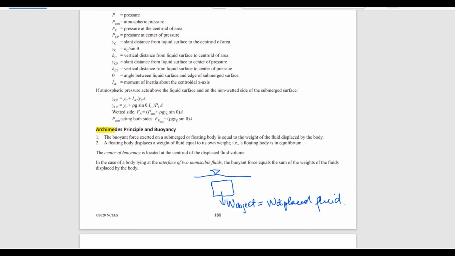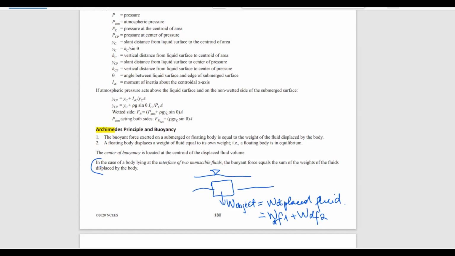And then we have a sentence below here, which is saying that in the case of a body lying at the interface of two immiscible fluids, this is directly applicable to our problem we have today, because we have two immiscible fluids, the buoyant force equals the sum of the weights of the fluids displaced by the body. So in our case, we have two fluids, which means that the weight of our object is going to be equal to the weight of displaced fluid 1 plus the weight of displaced fluid 2. That's all that it is.